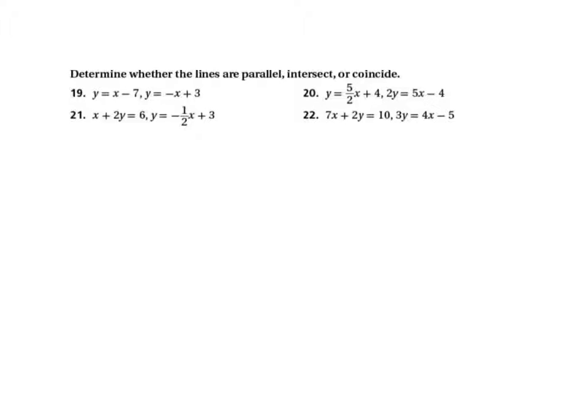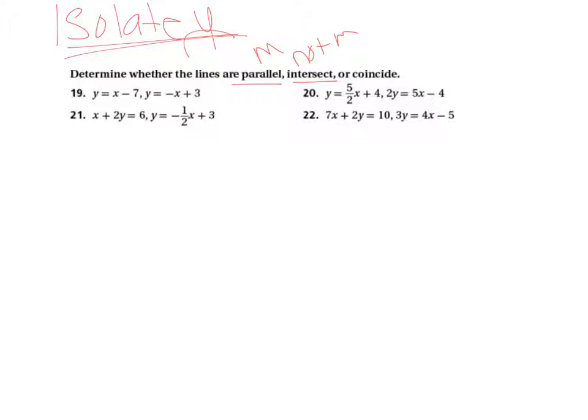Okay, for these problems, in order to determine if the lines are parallel, intersect, or coincide, we need to do a few things. First, we need to always isolate y. After that, we need to know what parallel means. Well, that's the same m, same slope. Intersect would be not parallel, so not the same m. And coincide is the same line.